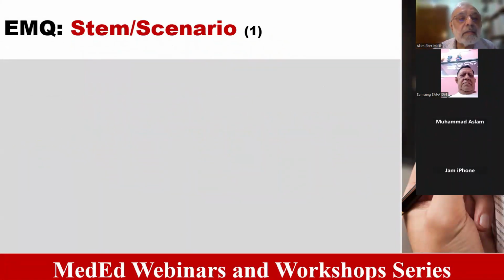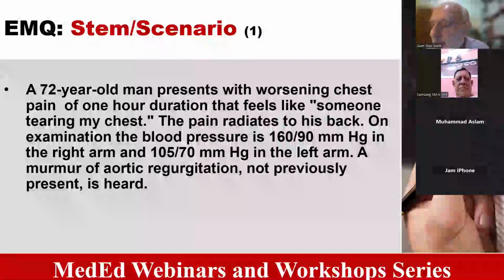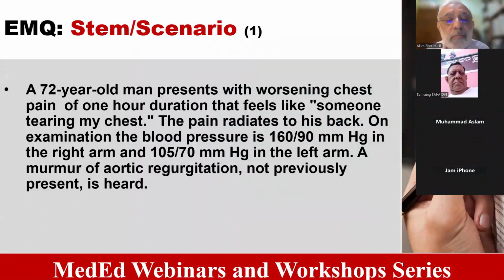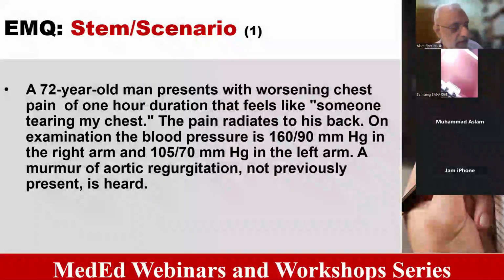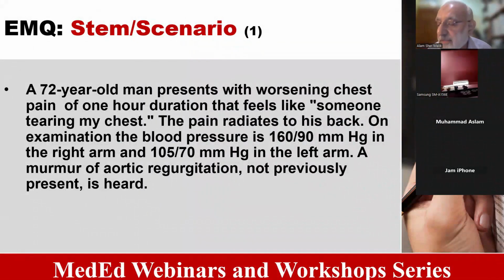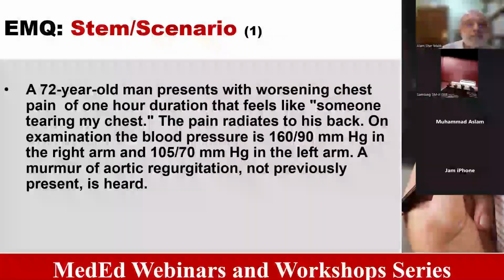Now, looking at the scenarios, here I would need help from you. It's not that I'm going to assess your knowledge, but it is to assess these statements or scenarios and to make a diagnosis on this scenario and then match it with the options we have. Let's look at this. A 72-year-old man presents with worsening chest pain of 1 hour duration that feels like someone tearing my chest. The pain radiates to his back.